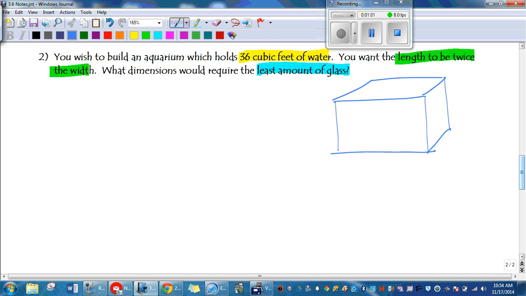What are we trying to minimize or maximize here? Amount of glass, right? So here we're trying to minimize the least amount, so minimize the amount of glass. But in mathematical terms, what are we minimizing? Surface area, right? Square feet, surface area. So we're trying to minimize surface area.